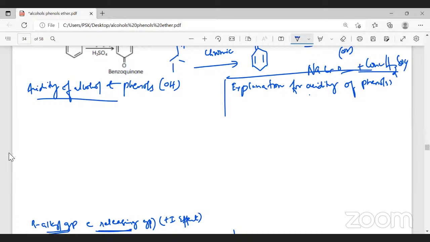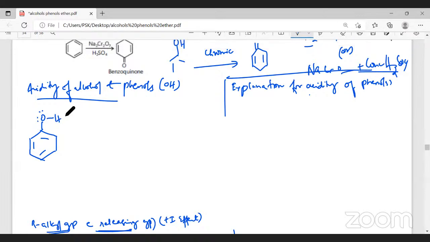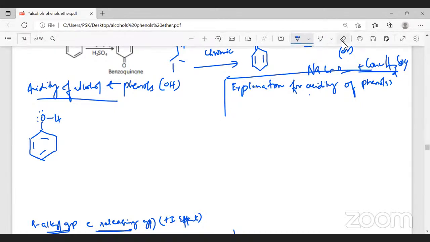Now, we represent phenol like this: a benzene ring, double bond here, double bond here, double bond here. Oxygen has two lone pairs of electrons, remember, and a hydrogen. This is the representation of phenol. This phenol is a fairly stronger acid than alcohols, but phenols are much weaker than carboxylic acid. Phenols are stronger than alcohols, acidic character-wise, but weaker than carboxylic acid.